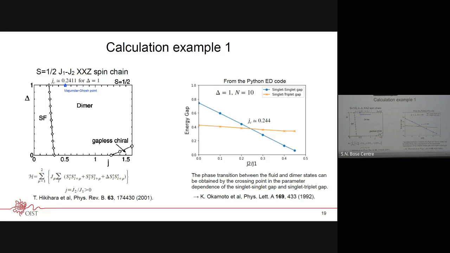Here the small j means J2 over J1, and delta means the anisotropy. There are three phases. I think this is the Néel state, and this is the dimer state, and we have the spiral state here. And here is the famous Majumdar-Ghosh point. Majumdar is very familiar in this Co-Alpha community because he was the first director, the founding director of this institute.